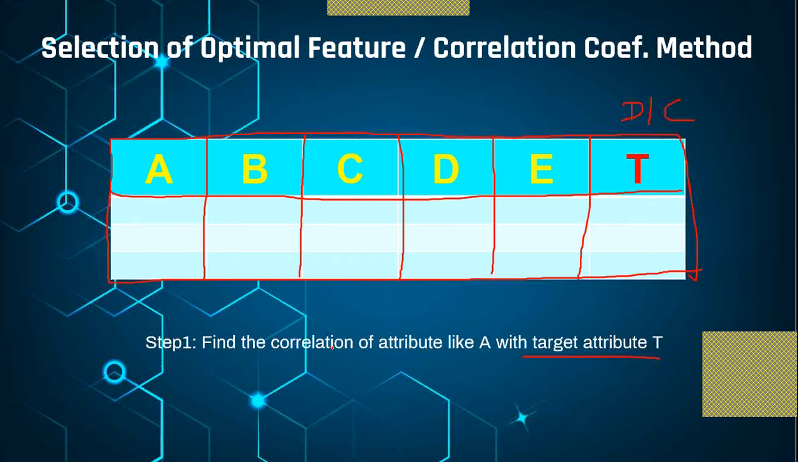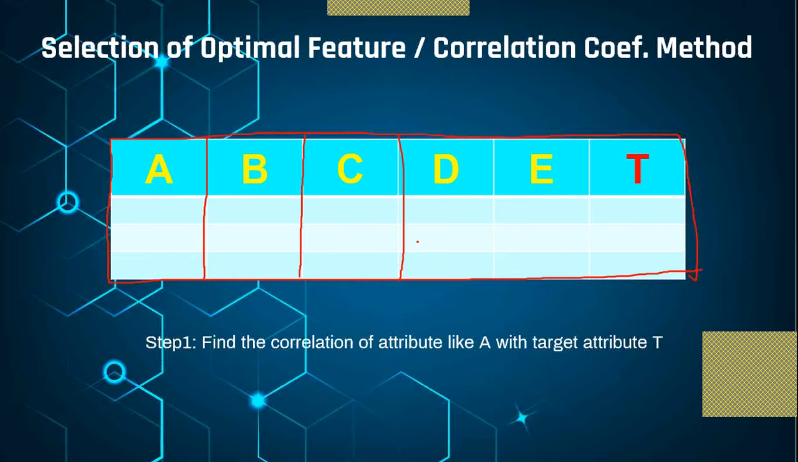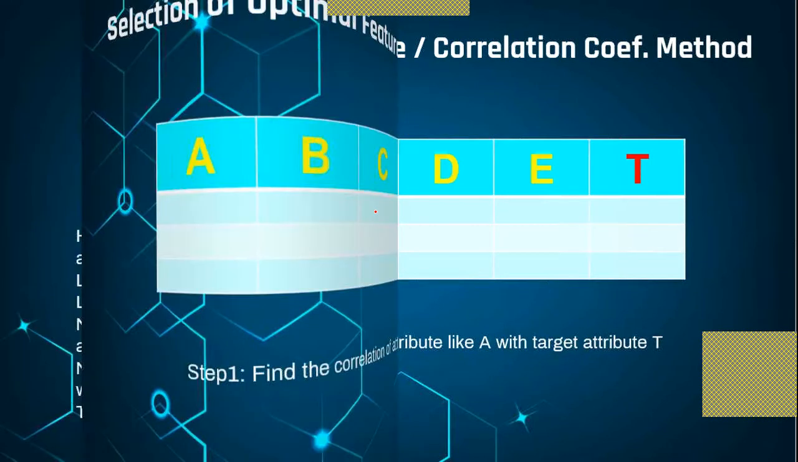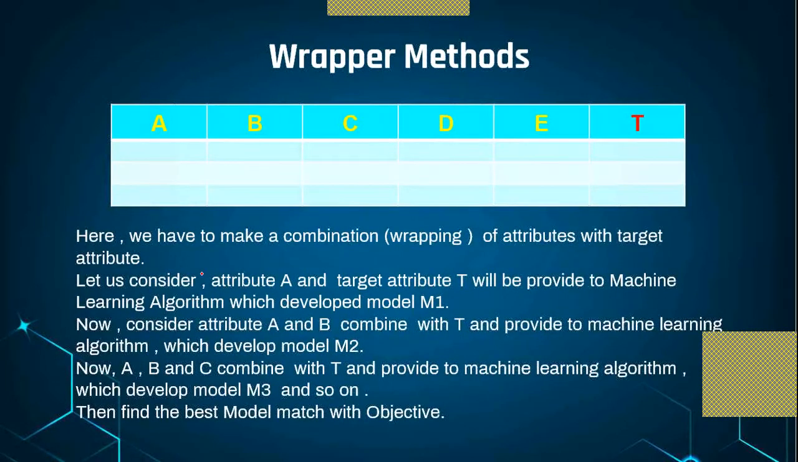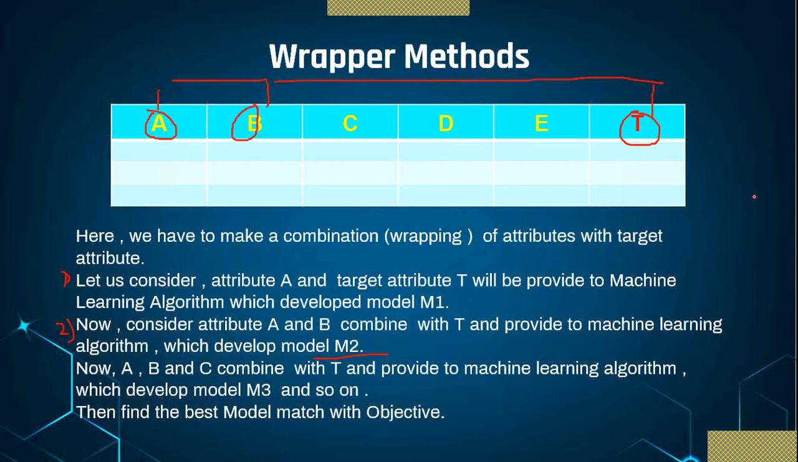So what I am doing is finding the correlation of attribute A with the target attribute. First I select attribute A with my target attribute and check the accuracy. This is the first step. Now in the second step, I have to select the first and the second feature along with the target attribute, and I call it model M2, and check the accuracy.